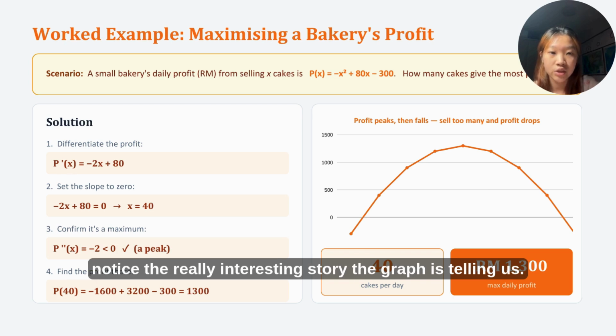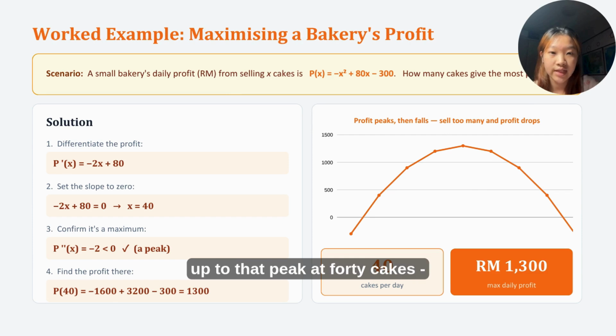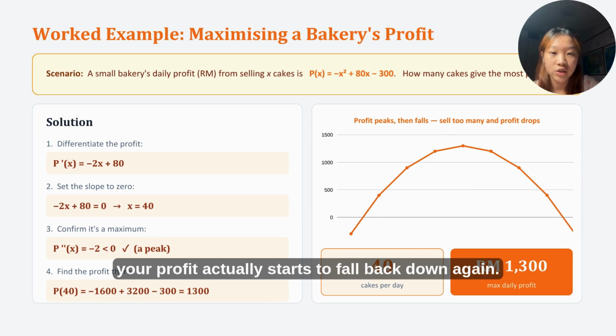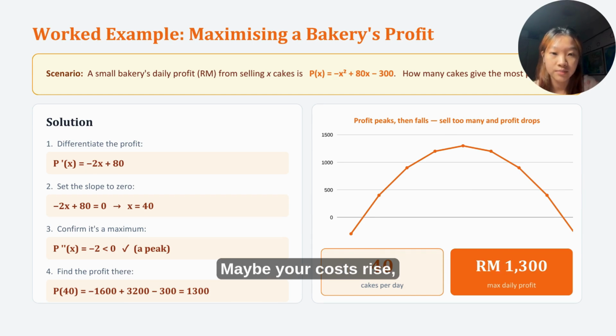And notice the really interesting story the graph is telling us. Profit climbs steadily up to that peak at 14 cakes. But watch what happens after that. If you try to bake and sell too many cakes, your profit actually starts to fall back down again. Maybe your costs rise, or you are left with unsold stock. The point is, more is not always better, and the calculus pinpoints the exact sweet spot for us.